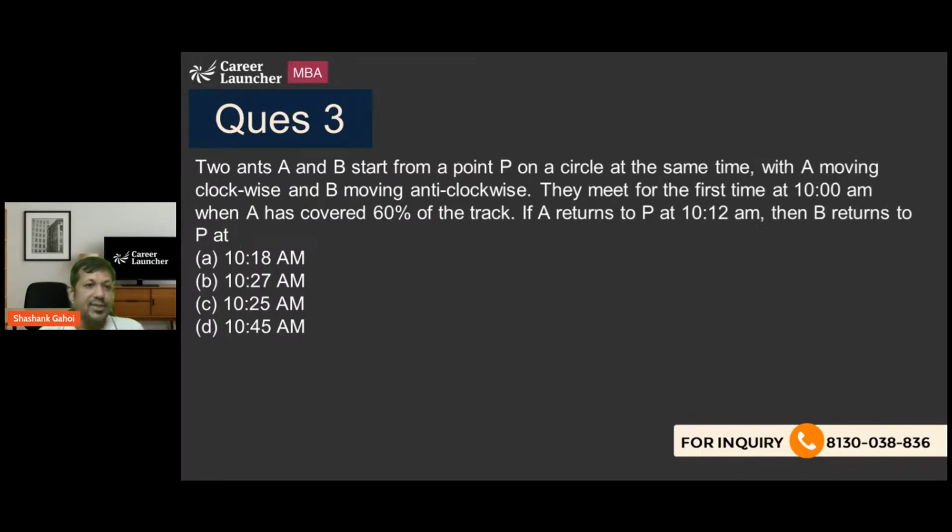What is the third question? It says that two ants A and B start from point P on a circle at the same time. So both of them are starting from the same point, with A moving clockwise and B moving anti-clockwise. So A is going like this clockwise, B is going like this anti-clockwise. They meet for the first time at 10 a.m., when A has covered 60% of the track. So let's assume the length of the racetrack is 100. So A is reaching at 60.